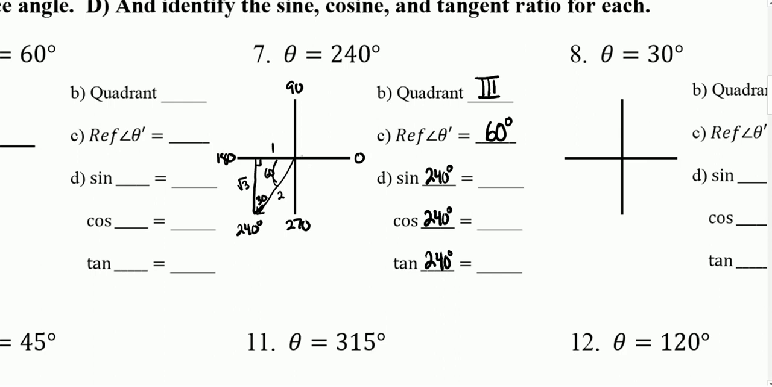And then we need to respect the quadrant. So all x values are negative, so this is going to be a -1 because x is your horizontal base. And then all y values in the third quadrant are negative as well, so root 3 is going to be negative. The hypotenuse we're going to leave positive.